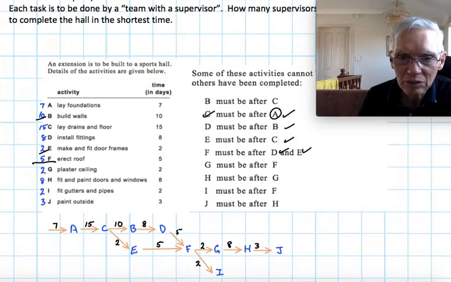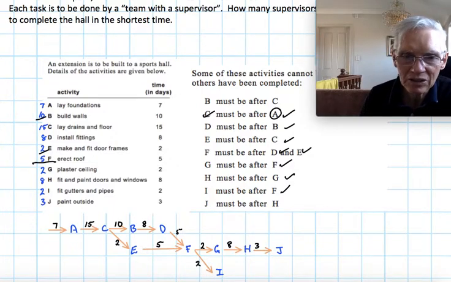So G must come after F, so I've done G after F there. H must come after G, and I must come after F, so I can go down here for I, and J must come after H, which I've got that. Okay, so I've got all those numbers.